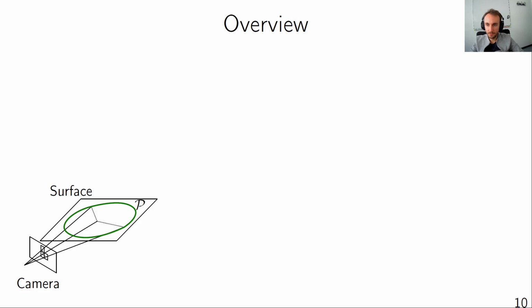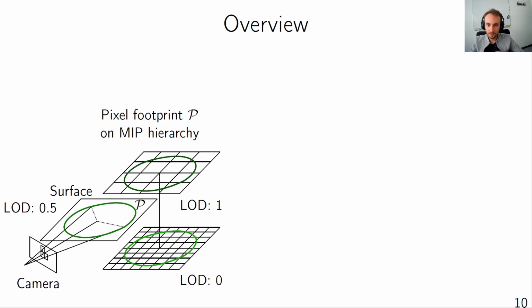Now I'm going to give you an overview of our method. We have a virtual camera and we want to calculate the amount of light energy that arrives on the middle pixel. This energy depends on the microgeometry and therefore the SDFs contained within P. To bound the computation times, the surface is subdivided with cells, and cells are in a MIP hierarchy. The size of P allows us to access a continuous level of detail, abbreviated LOD. Here, the LOD is 0.5. The two adjacent discrete LODs always have a constant number of cells within the pixel footprint P.